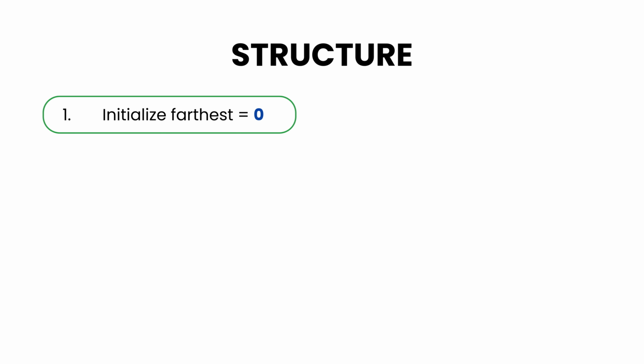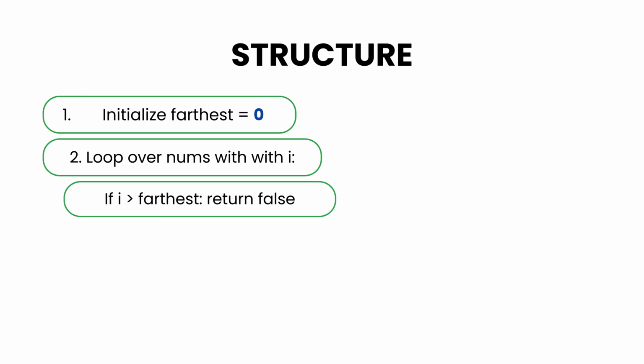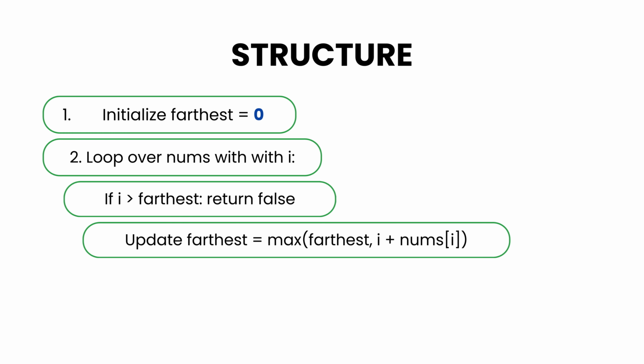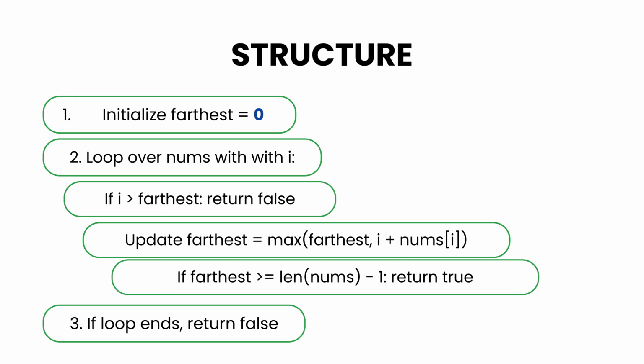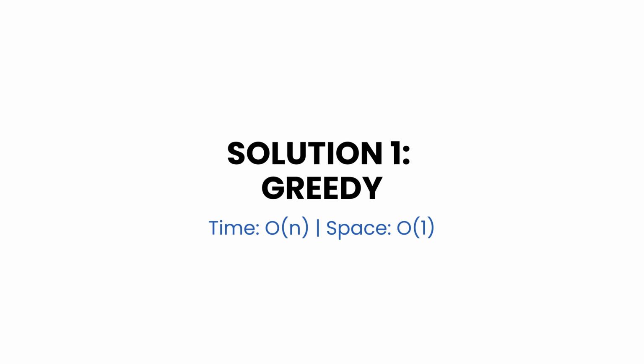Initialize farthest equals 0. Loop over nums with index i. If i is greater than farthest, return false. Update farthest equals max of farthest, i plus nums[i]. If farthest is greater than or equal to len(nums) minus 1, return true. If the loop ends, return false. Let's try to implement it using solution 1. Time complexity is O(n). Space complexity is O(1).